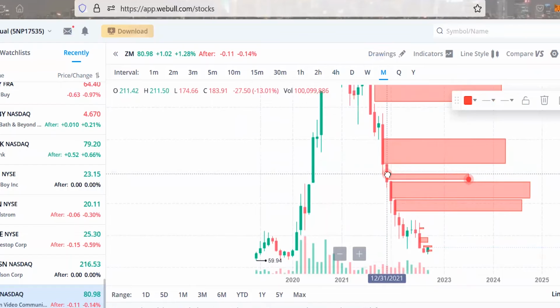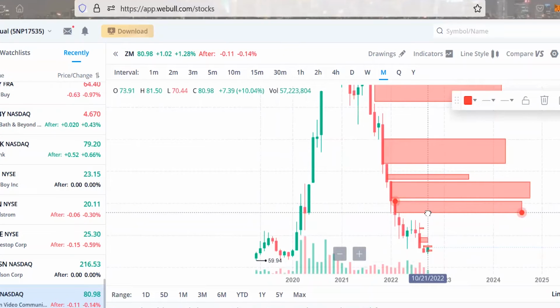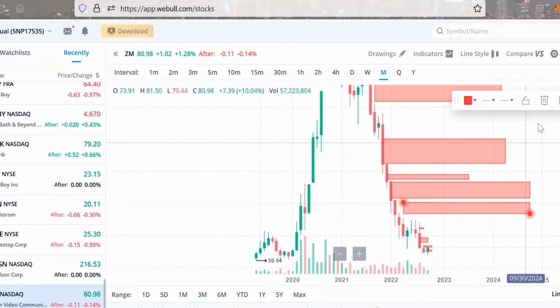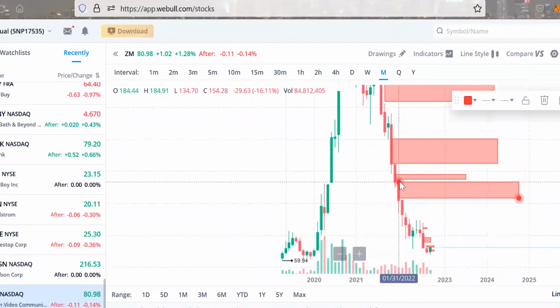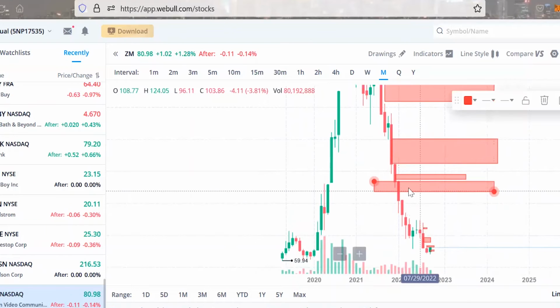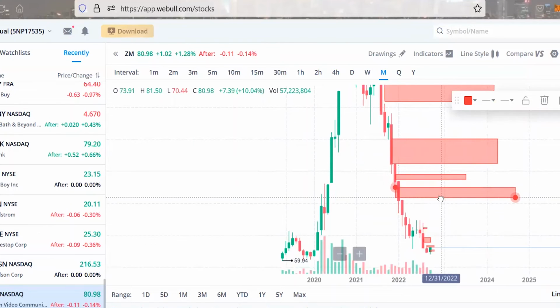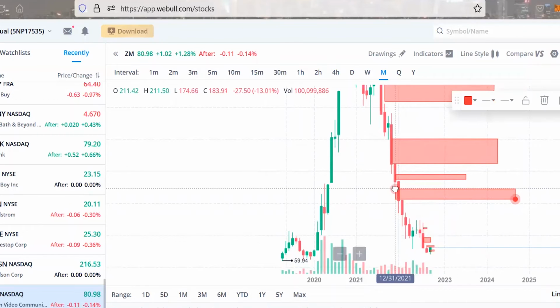These are all positions that are left unmitigated, and oh, this is already filled. I apologize, right? They have some here, right there. So I'm just literally drawing from this wick to this body, right? And that's where they have a position left open. You guys see that?